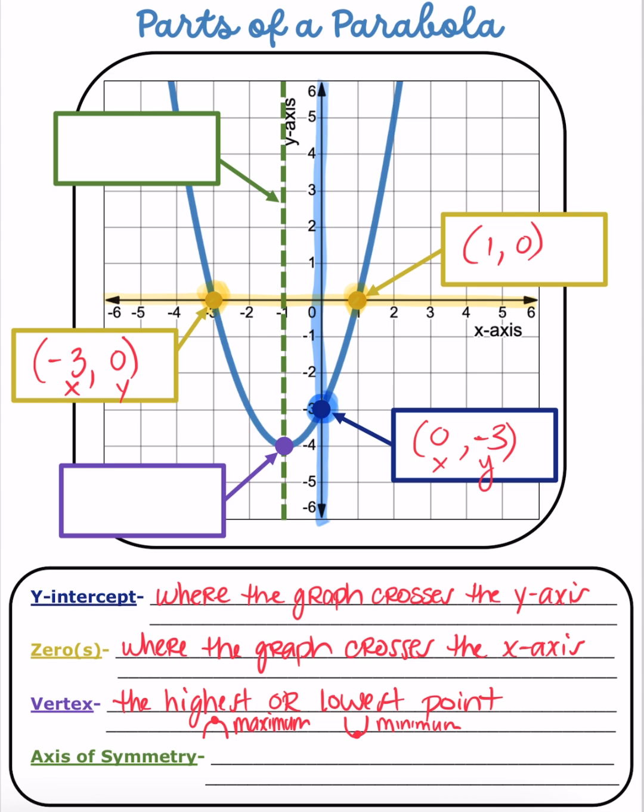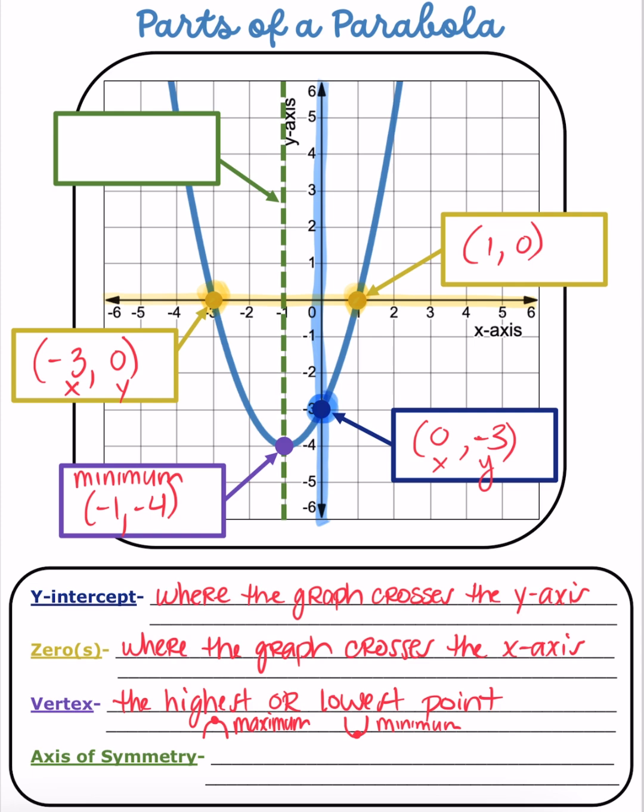In the graph we have here, this looks like a bowl. So we're going to say that this is a minimum. And that purple point right there represents the vertex, the x-coordinate of which is -1 and the y-coordinate of which is -4, making my vertex (-1, -4).